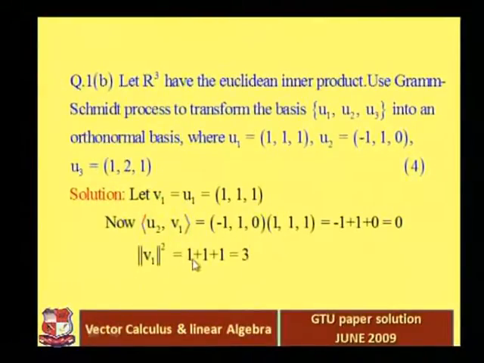And norm V1 square: if V1 is equal to (x1, x2, x3), then norm V1 square is x1 square plus x2 square plus x3 square. So using that process, norm V1 square is equal to 1 square plus 1 square plus 1 square, that is 1 plus 1 plus 1, which is equal to 3. Okay, so this is norm V1 square.